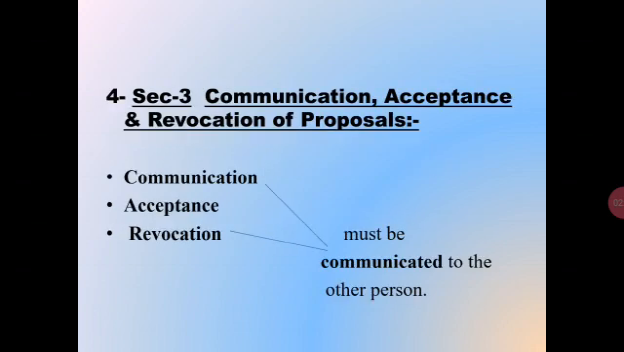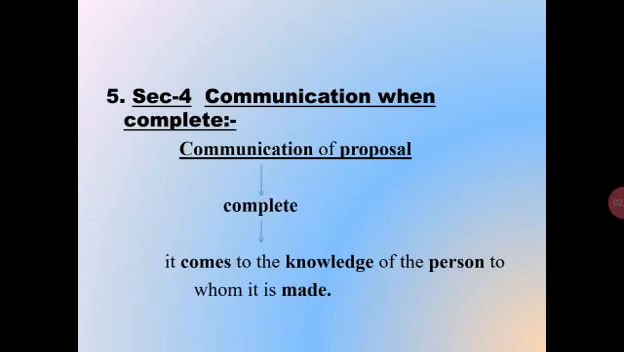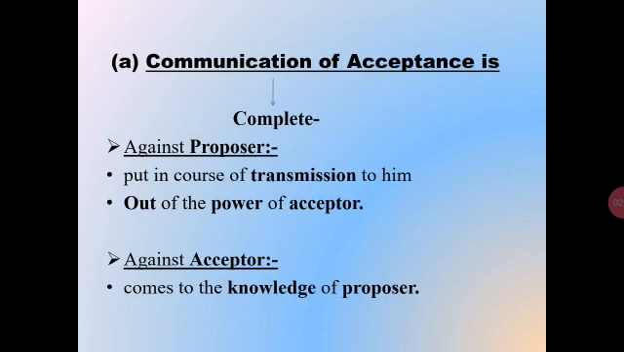Now section 3, communication, acceptance and revocation of proposals. All must be communicated to the other person. Now section 4 is communication when complete. So, communication of proposal will be completed when it will come to the knowledge to that person to whom it is made. Now, communication of acceptance is complete against proposer, put in course of transmission to him and out of the power of proposer.